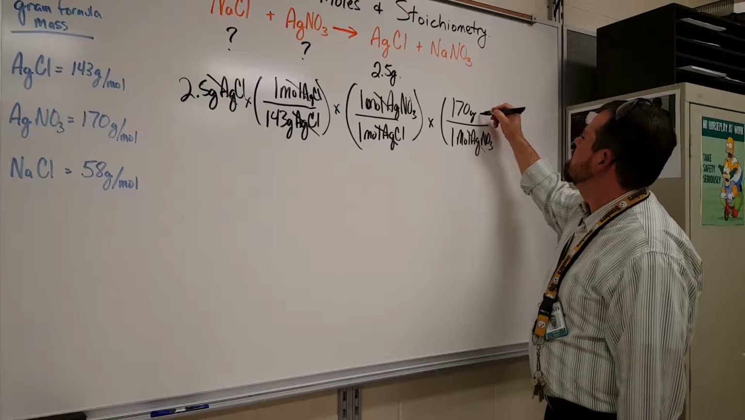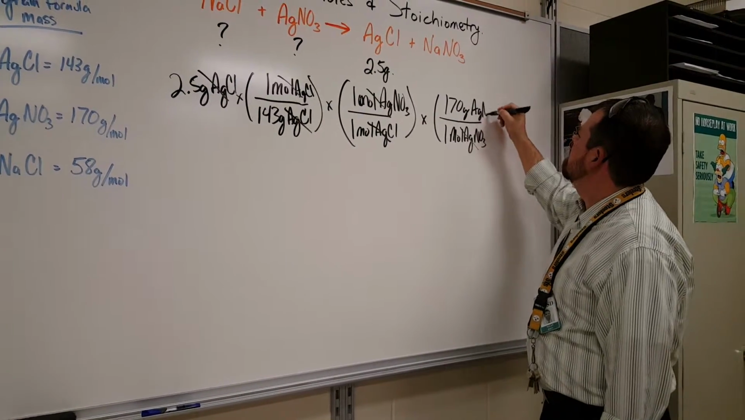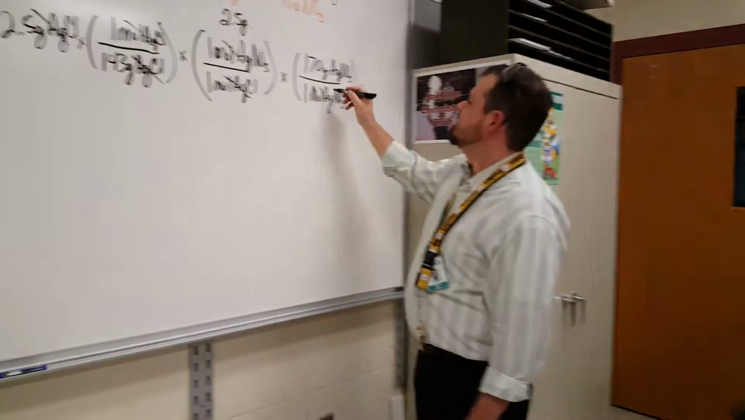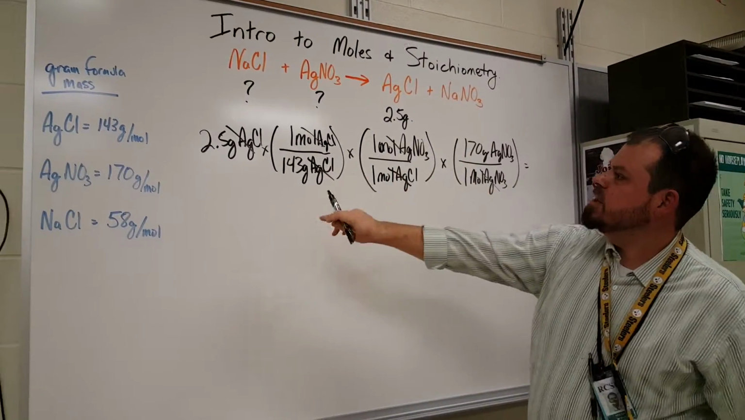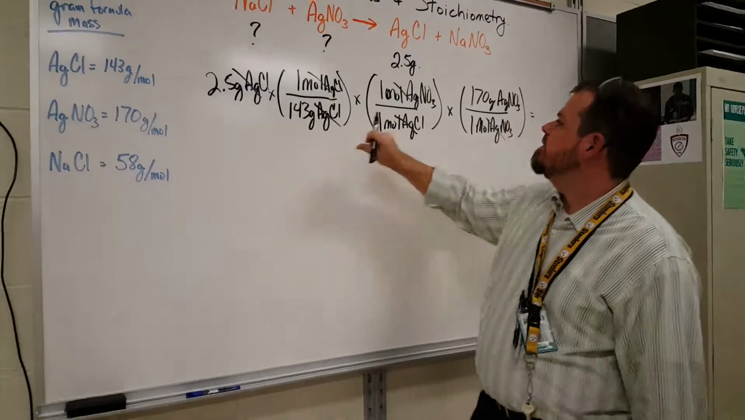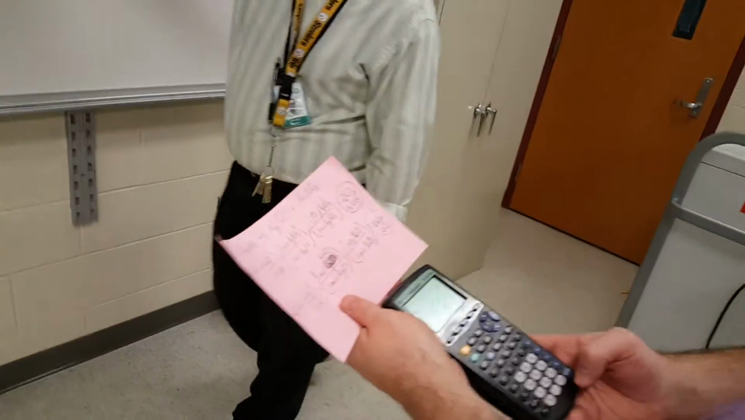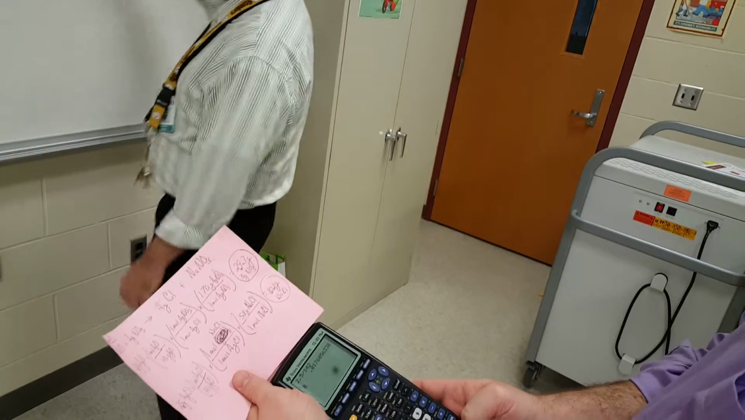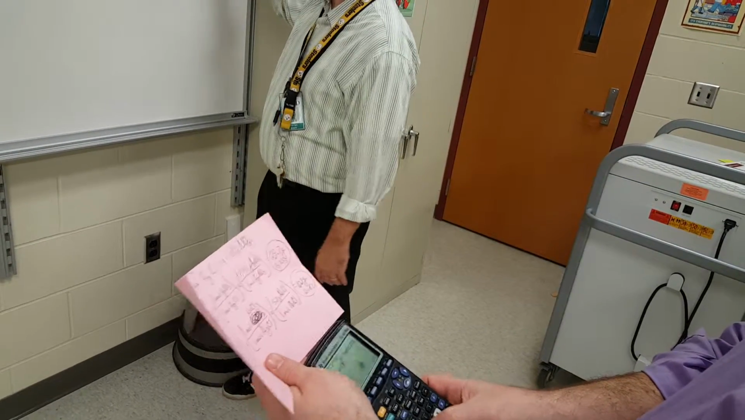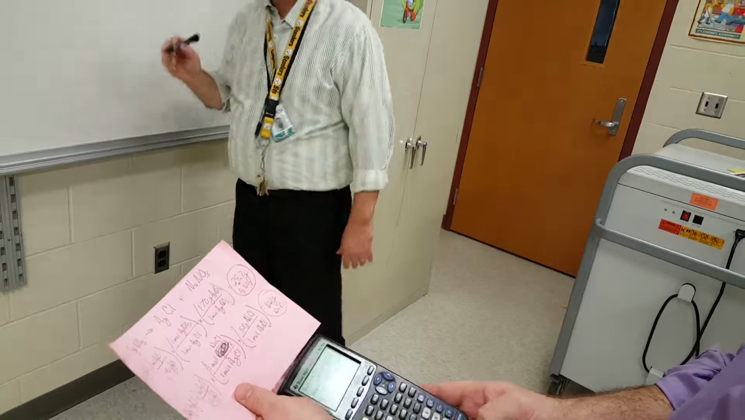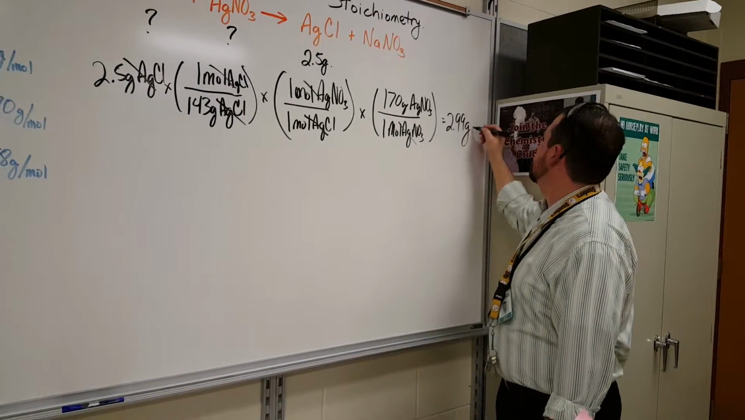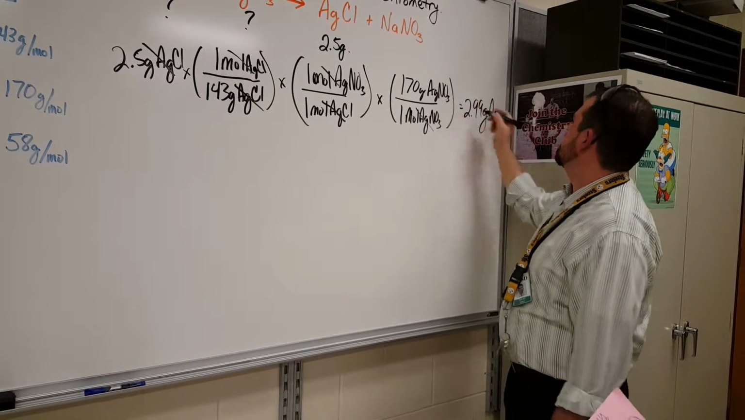2.97 grams is going to be your overall result. Oh, you've got the calculator. All batteries are low. So it's really going to be in your calculator. You're going to do 2.5 divided by 143 equals 0.01760. Then multiply it by 170. 2.99 grams of AgNO3 is what I'm left with.